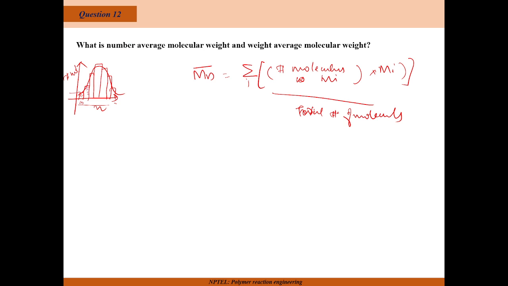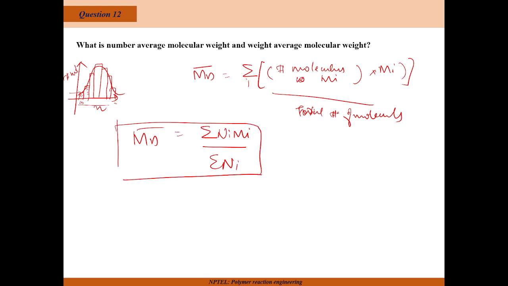Okay, so basically we tell that there are 10 molecules with this particular weight, there are 20 molecules with this particular weight. In that way, we can talk about an average. So in general, we can write it as summation of Ni Mi by summation of Ni. So it is the number average molecular weight distribution.